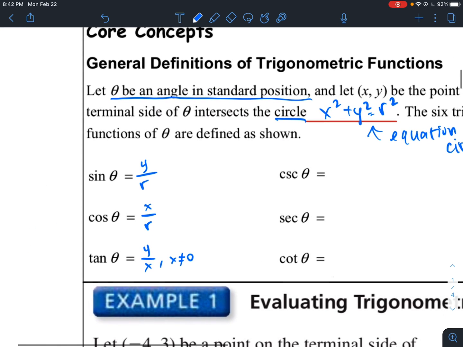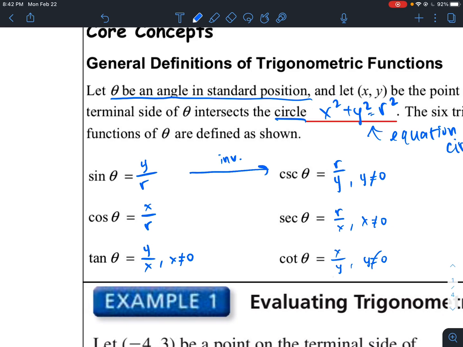And then here we just have the opposites, the inverses, right? So cosecant would be the inverse of sine. So this would be r over y, but y cannot equal 0. And then again we have the inverse of cosine, r over x, and x cannot equal 0. Here we have x over y, and y cannot equal 0.